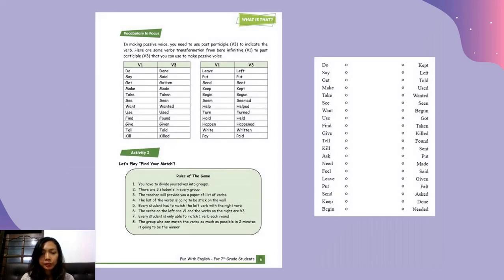The next section is vocabulary in focus. In this section, the students are given lists of verbs in infinitive and past participle form. The knowledge of past participle is important in the use of passive voice. After the students learn about the past participle, they will get a group activity. They have to match the infinitive on the left and its past participle form on the right.